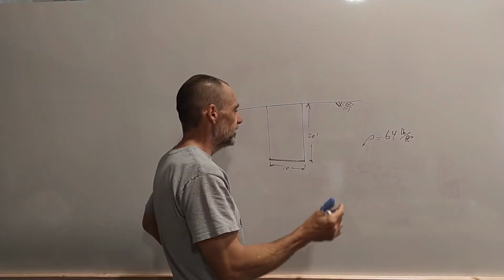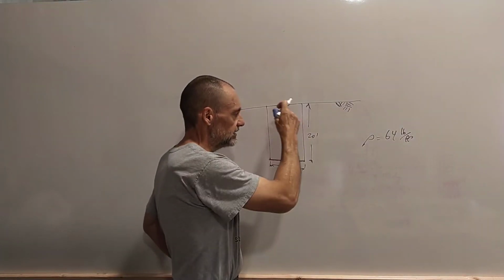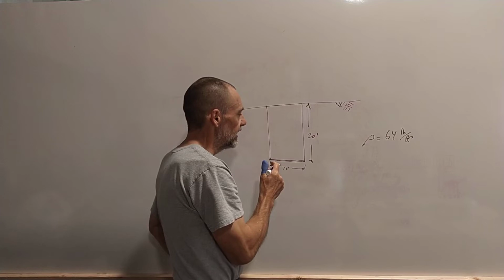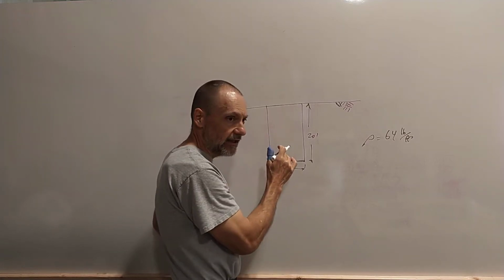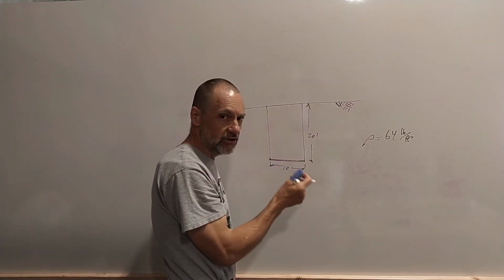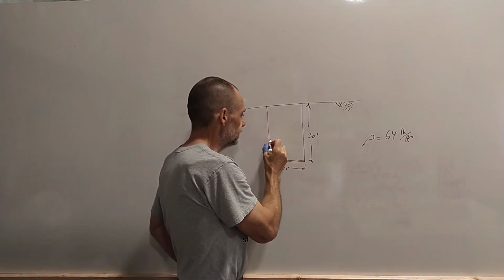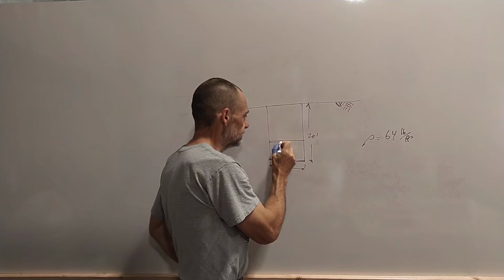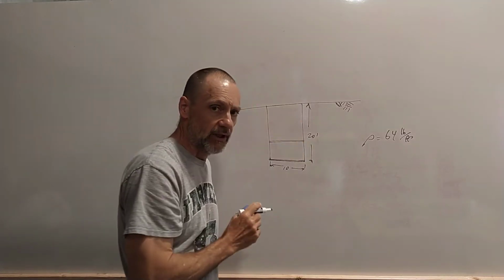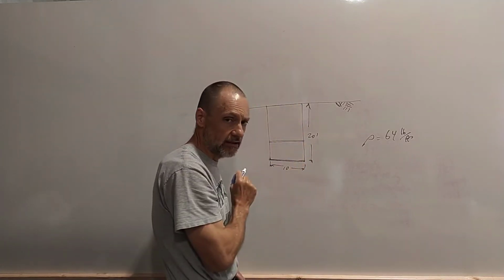So what we're going to need to do is cut this plate into rectangles, and then we're going to find the force on each rectangle, and then we're going to add all the rectangles together with an integral, right? Okay, so let's just cut a rectangle in here someplace, a random rectangle. Okay, there's the rectangle. Now, we cannot cut the rectangles vertically, okay?